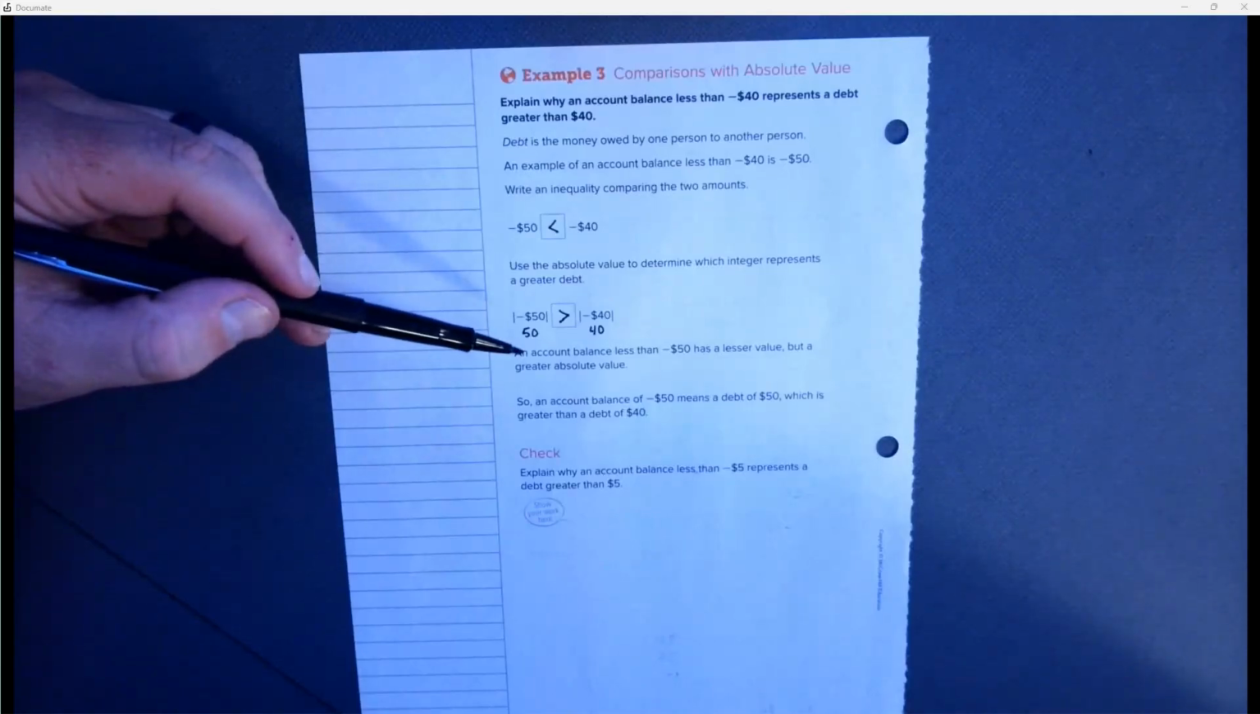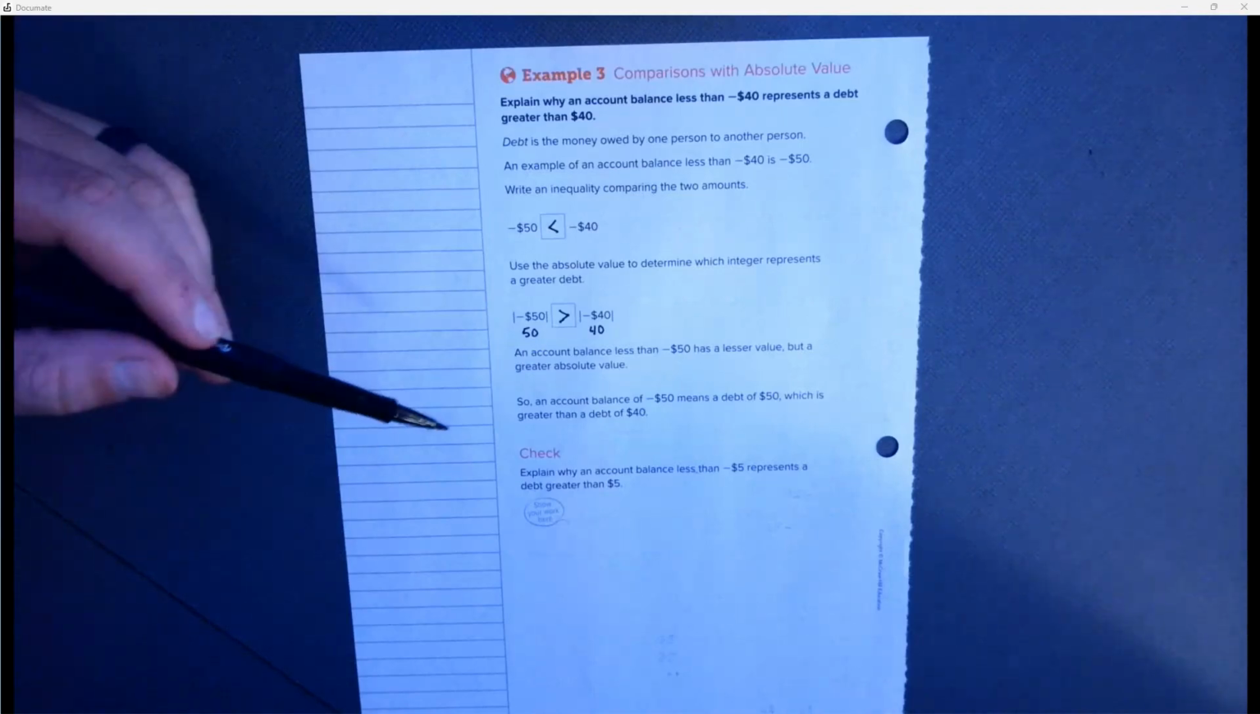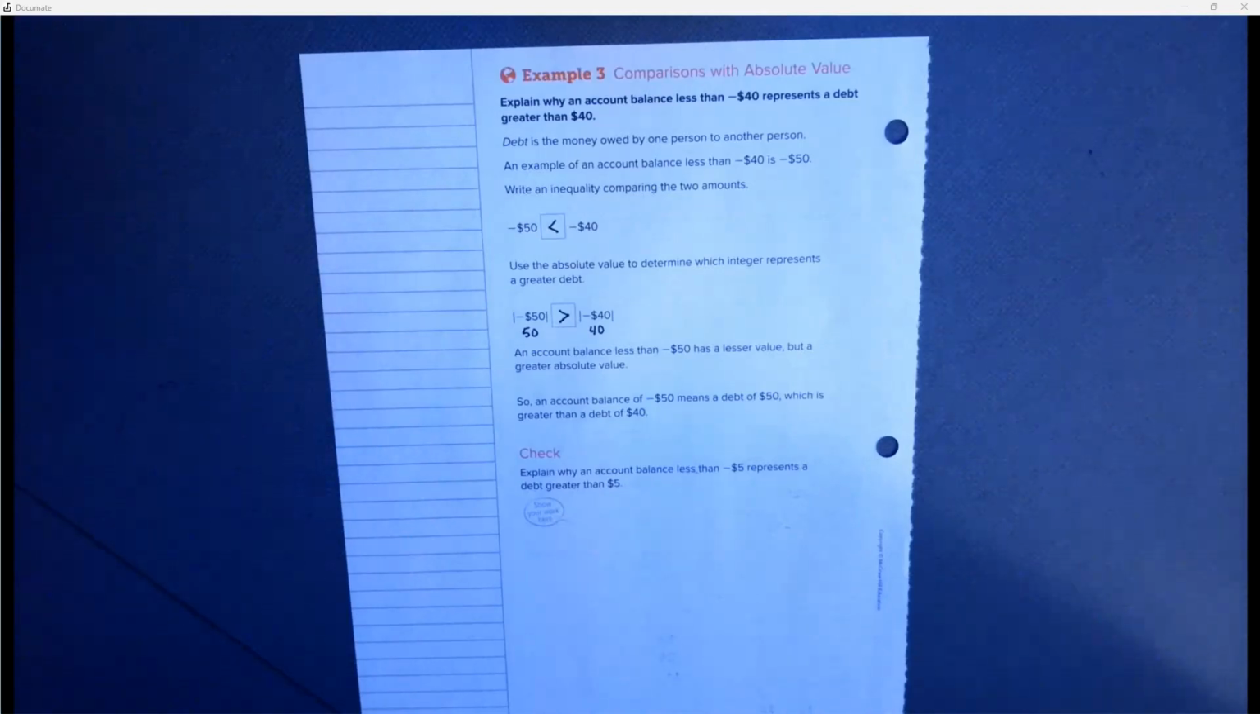So an account balance less than negative 40 has a lesser value, but a greater absolute value. So an account balance of negative 50 means the debt of $50, which is greater than a debt of $40.